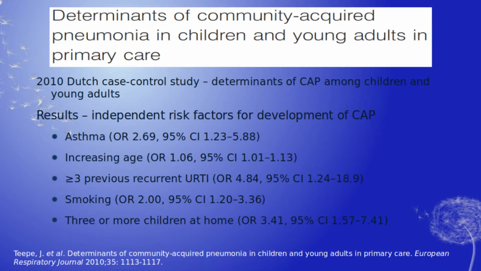I won't go into the details of the study, but they did identify independent risk factors for community-acquired pneumonia, and these were asthma, increasing age, 3 or more recurrent upper respiratory tract infections, smoking, and interestingly, having 3 or more children at home. So these are why patients get pneumonia. That's not necessarily pertinent from an emergency room perspective. We're not really concerned as to why they got their pneumonia. We're concerned as to what's going to happen to this patient.